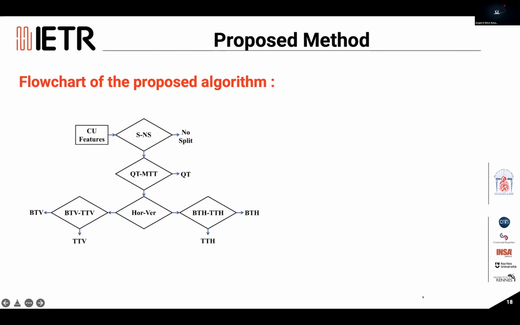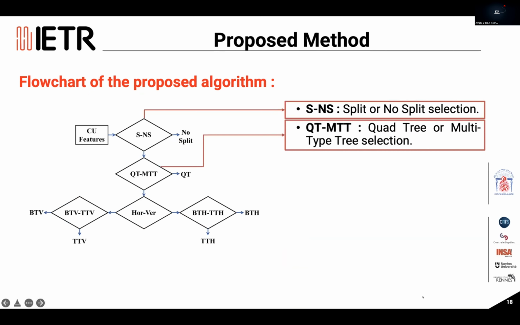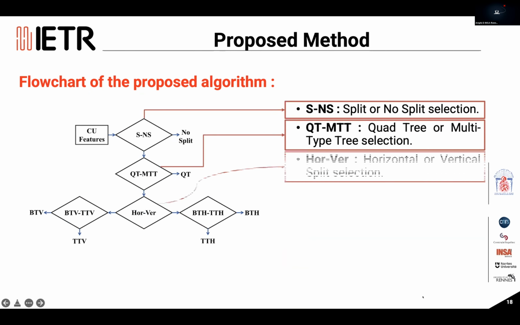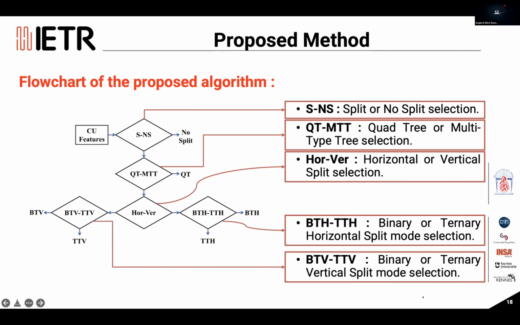And here we can see the flow chart of our proposed algorithm, where instead of using a multi-classifier, we used 5 binary classifiers to improve the classification performance. The first one is for the split or no split selection. The second one is for the quad-tree or multi-type tree selection. The third one is for horizontal or vertical split selection. The fourth one is for binary or ternary horizontal split selection. And the last one is for binary or ternary vertical split mode selection.